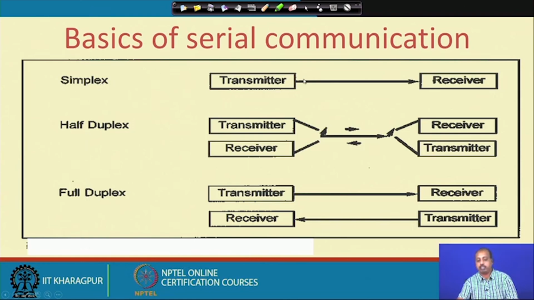In simplex mode, the transmission is in one direction from transmitter to receiver. In case of half duplex, the transmission can be in both directions, but at one point of time transmission is in one direction only.